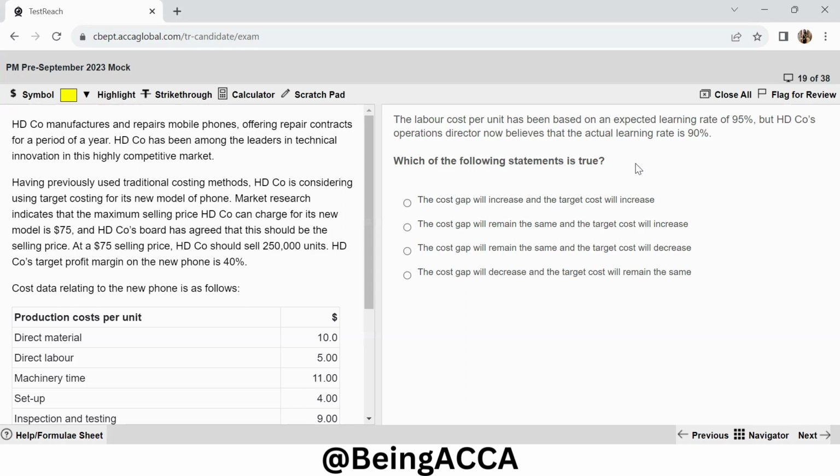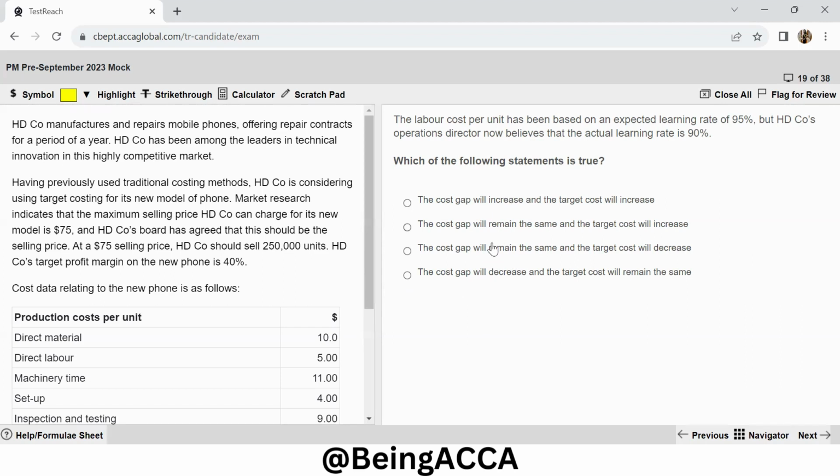So first of all, let's recollect that the lower your learning rate, this will mean labor time and cost is lower, and this will help you reduce your cost gap. So the lower the learning rate, the better it is. So what will happen if you had anticipated that your learning rate will be 95%, but your actual learning rate is 90%? The lower the learning rate, the better it is. So what will happen is your cost gap will definitely decrease.